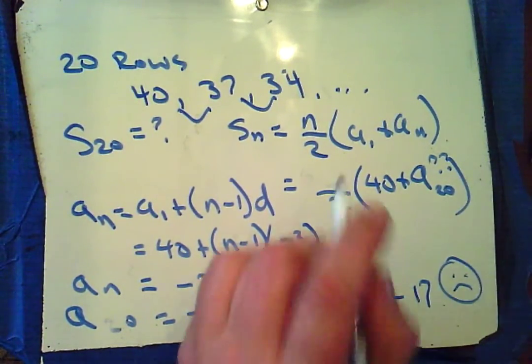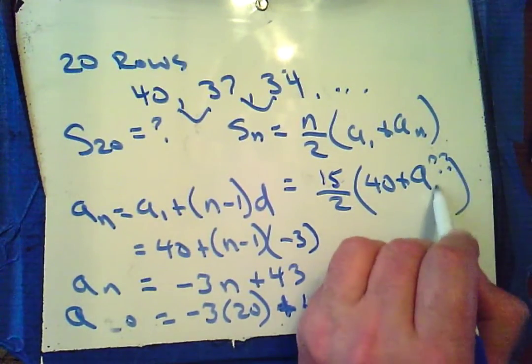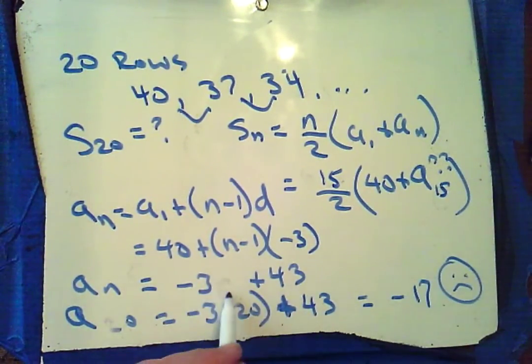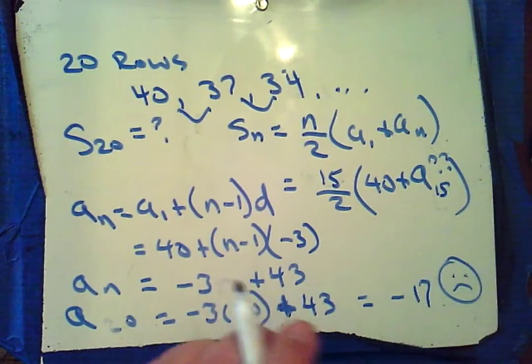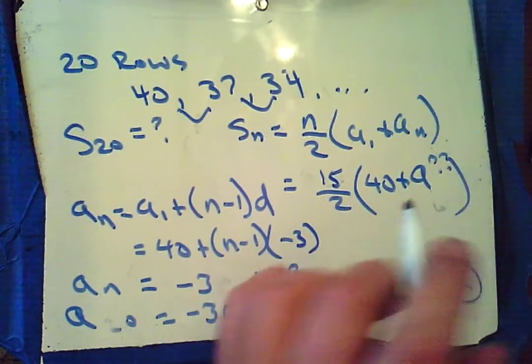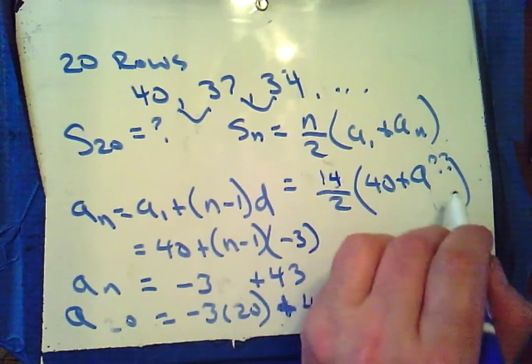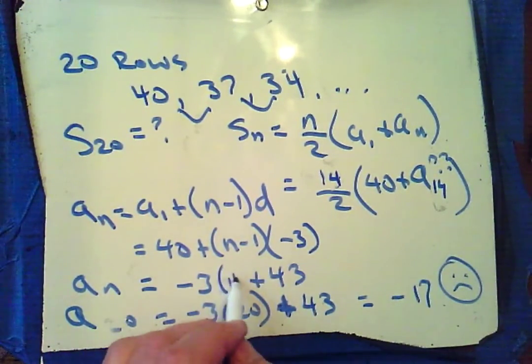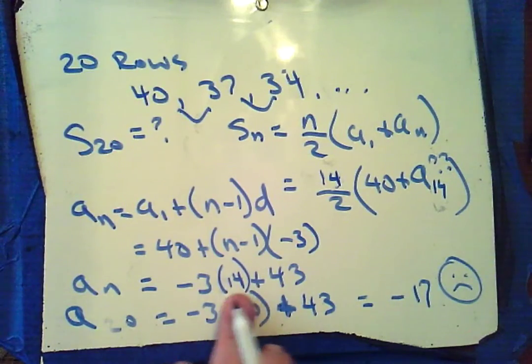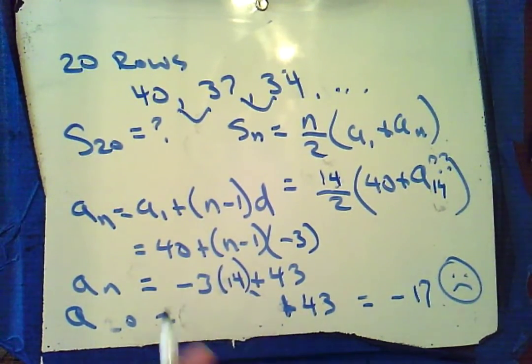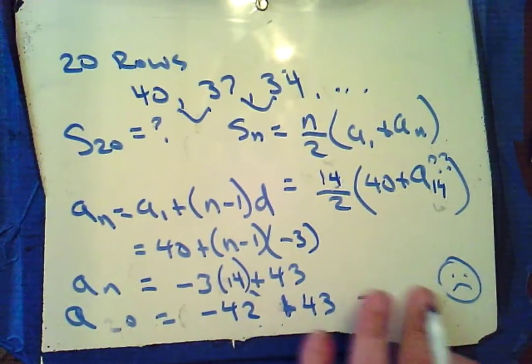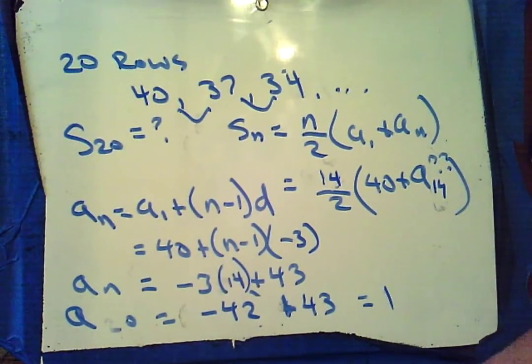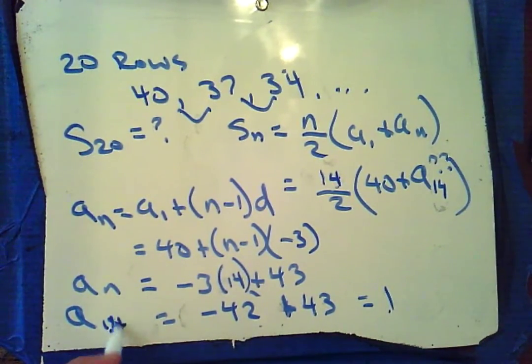Okay. If I plug a 15 there, and I need a sub 15... Oh no, 15 is too much. 14 rows. a sub 14. Aha! That's negative 42 or positive 1. Yay! Okay, so there are 14 rows. There's one seat in the 14th row.